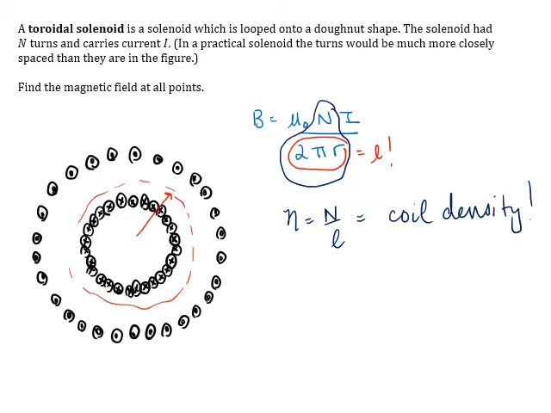So the magnetic field of our toroid is exactly the same as the magnetic field of a solenoid. So I guess that's a pretty good result. Since a toroid is a solenoid, we've just bent it into a circle.